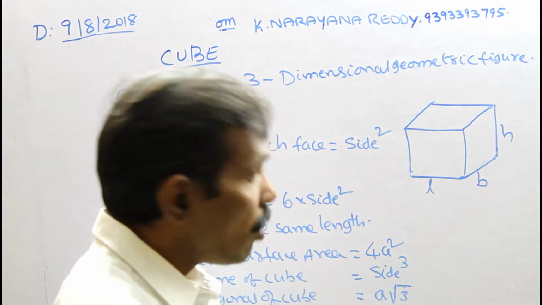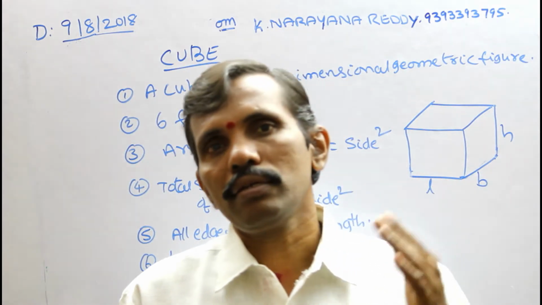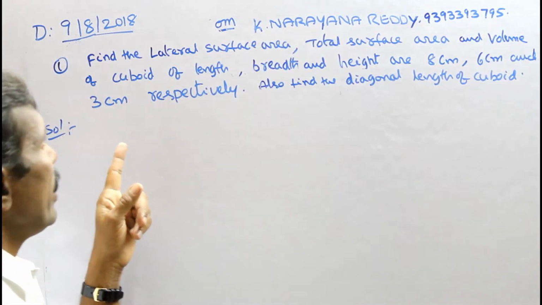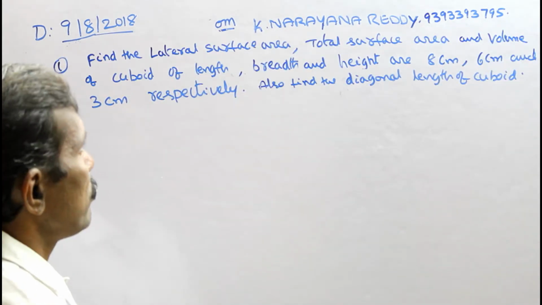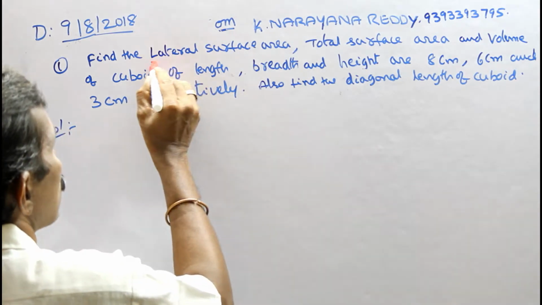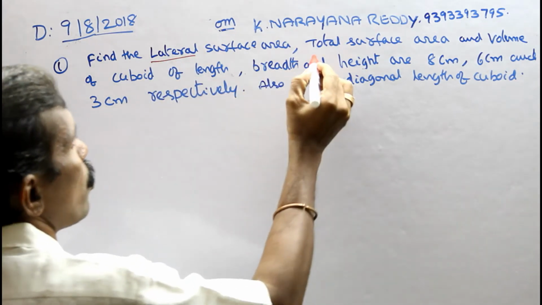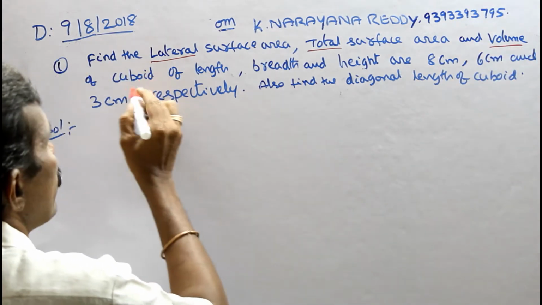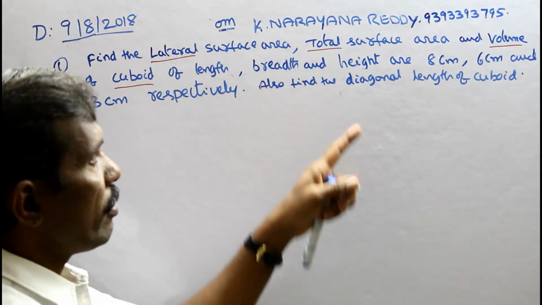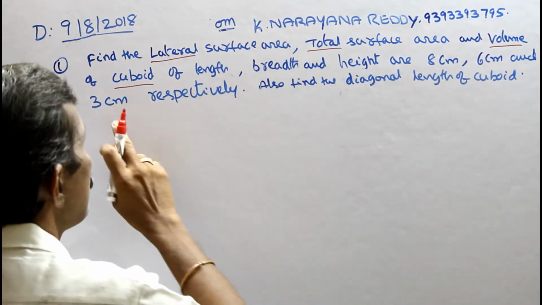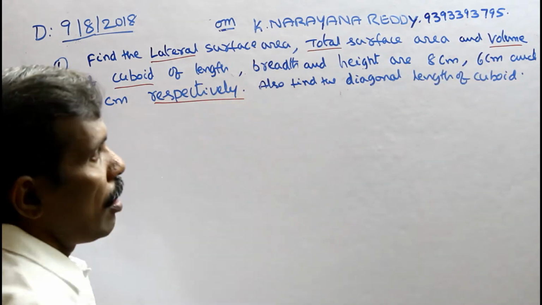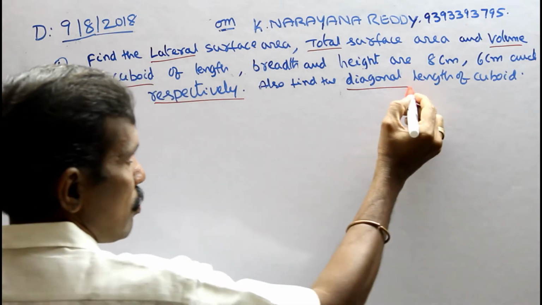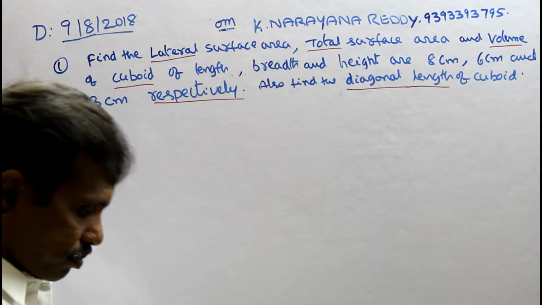Okay, dear friends, now we are doing some problems regarding cube and cuboid. Find the lateral surface area, total surface area and volume of a cuboid of length, breadth, height 8, 6 and 3 cm respectively. Also find the diagonal length of the cuboid. Okay, simple.